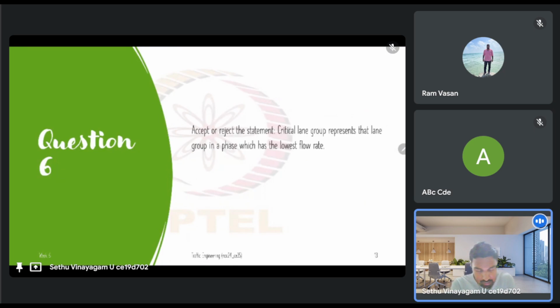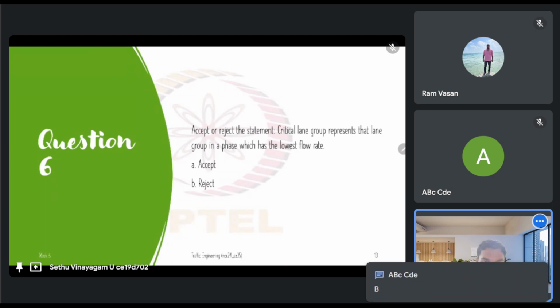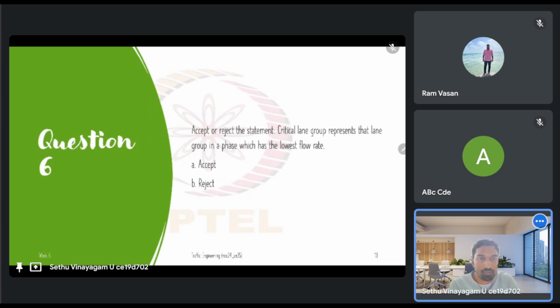Okay, question number 6, accept or reject. Critical lane group represents that lane group in a phase which has the lowest flow rate. Okay, option B. Any other answer?